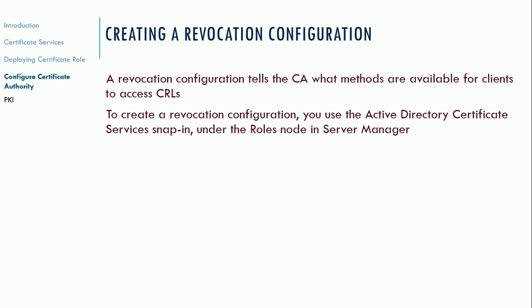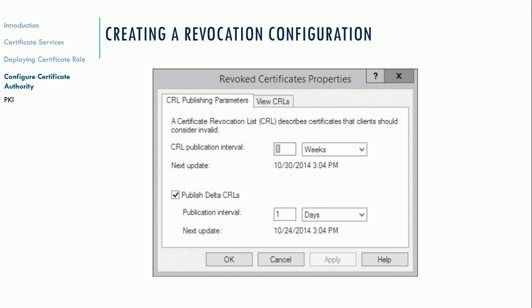A revocation configuration tells the CA what methods are available for clients to access CRLs. To create a revocation configuration, you use the Active Directory Certificate Services snap-in under the Roles node in Server Manager. And this is what it looks like.